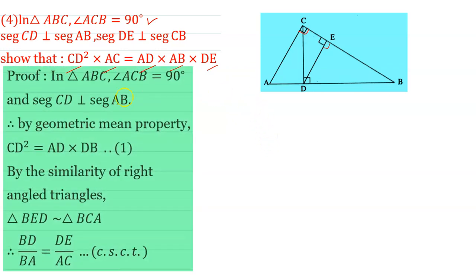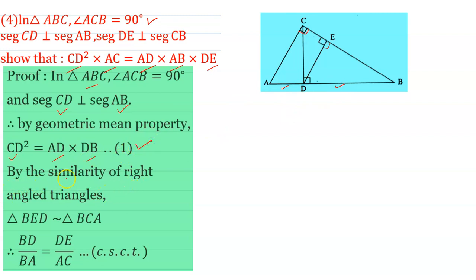Now let us start. First, proof: in triangle ABC, angle ACB is equal to 90, segment CD is perpendicular to segment AB, and therefore by the geometric mean property. What is the geometric mean property? The perpendicular drawn, that is here CD, therefore CD square is equal to the product of AD into DB. The product of AD into DB, and this is the first one.